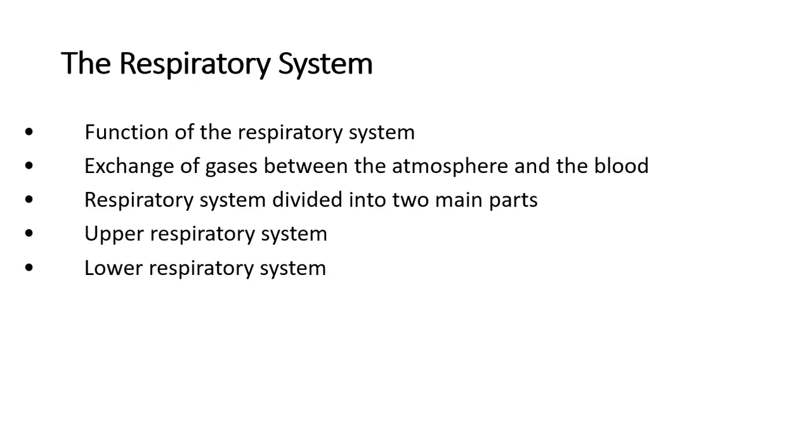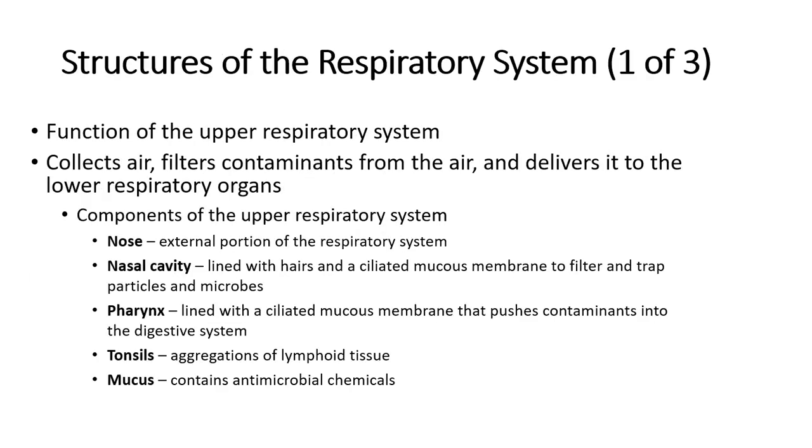Okay. So when we look at these diseases, first of all, we have to look at the respiratory system itself. If you haven't had A&P, this is just very brief. But the function of the respiratory system is that exchange of gases between the atmosphere and the blood. And we're divided into two main parts, the upper respiratory system and the lower respiratory system. The upper respiratory system has normal flora and the lower really doesn't. So there are some differences between these two areas.